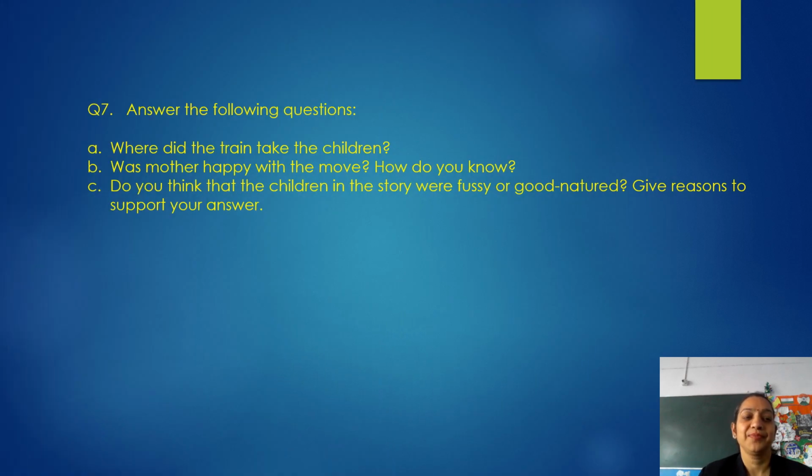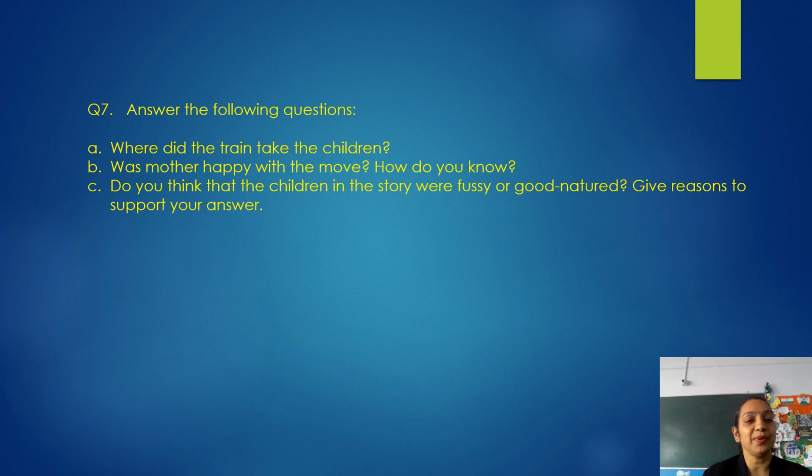So now children, here is your last question. That is question number 7. Answer the following questions. First question. Where did the train take the children? Okay. Next question. Was mother happy with the move? How do you know? So children, here you have to write whether the mother was happy with that move or not. And also you have to mention how you know. Okay. That clue you have to mention.